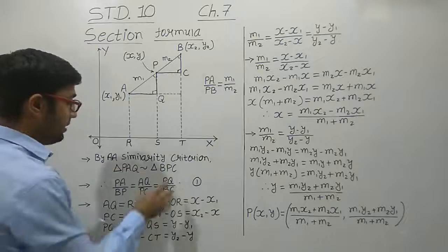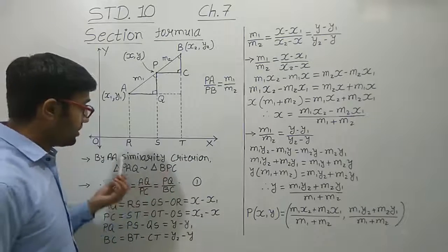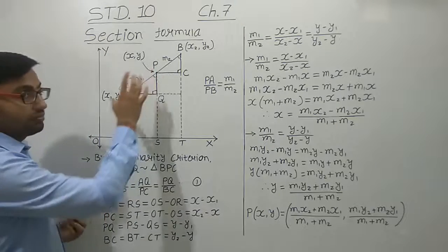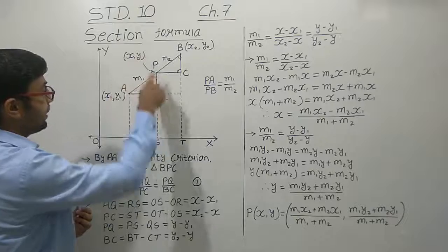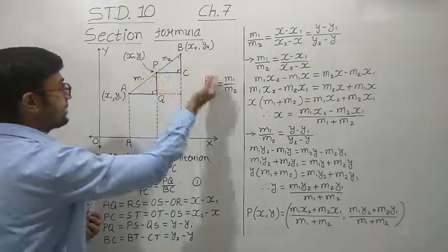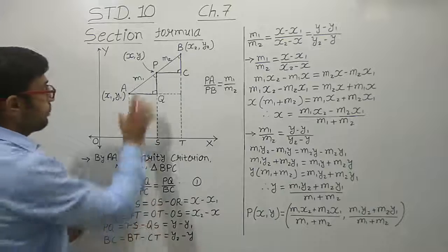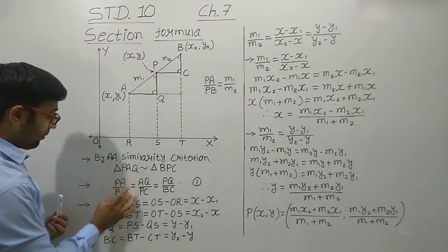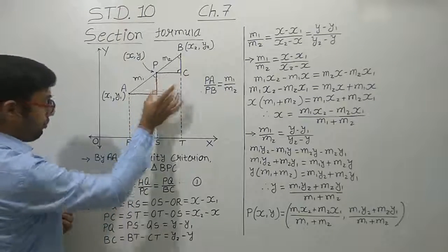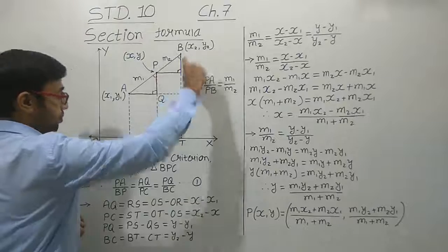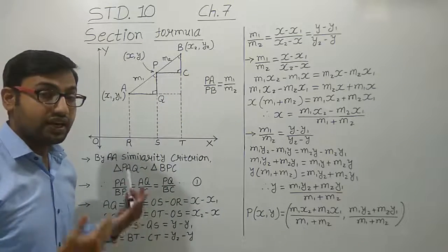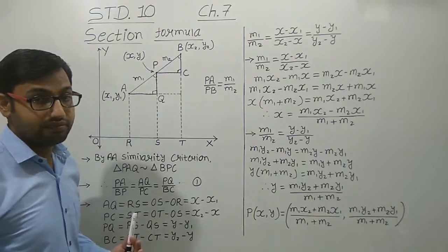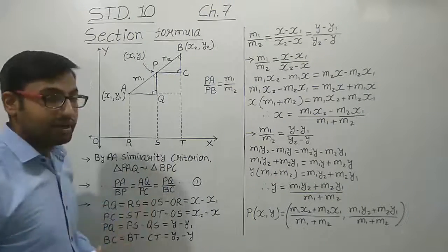And according to this similarity criteria, now we can write down that PA, the corresponding side of triangle PAQ, we have to take the same corresponding side in triangle BPC. So the PA side's corresponding side in the triangle BPC is PB. So PA upon BP is equal to AQ upon PC is equal to PQ upon BC. This is what we can write down as the two triangles are similar, right?